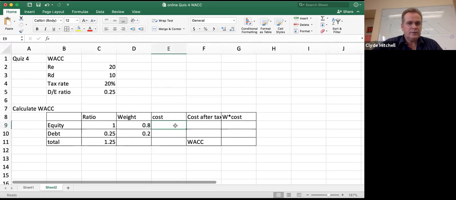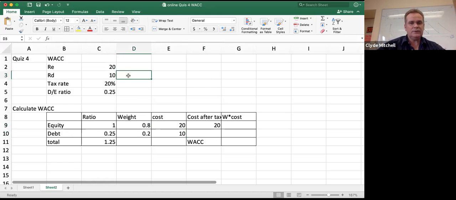Now I can go and bring in my costs. My cost of equity is 20%. The cost of my debt is 10%. Now, my equity doesn't change, but my debt does. So I'm going to do the calculation over here.